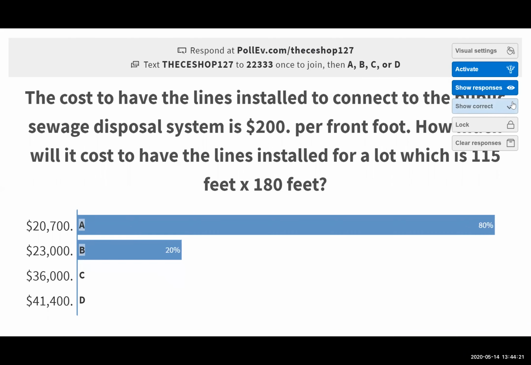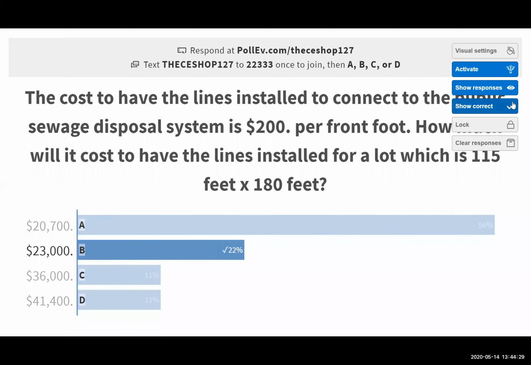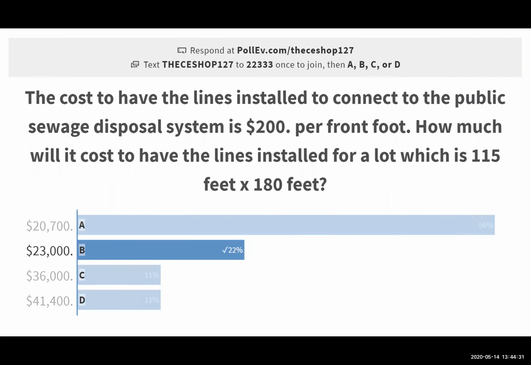And for this one, somebody's totally changing their mind. Okay, we're all over the place for this one. Correct answer, that just jumped up to 22%, is 23,000.